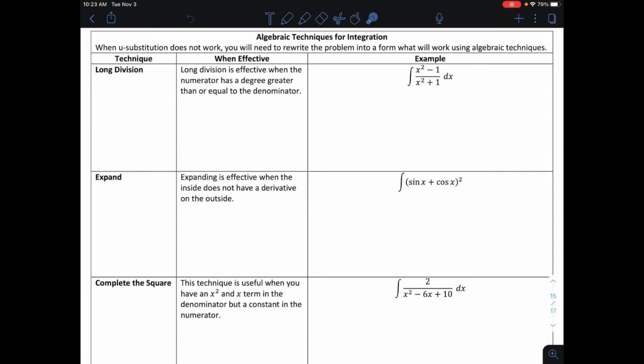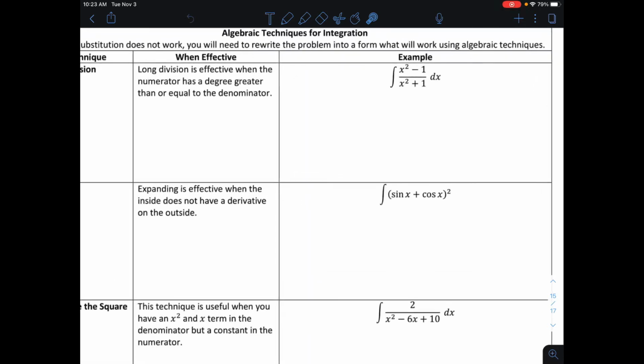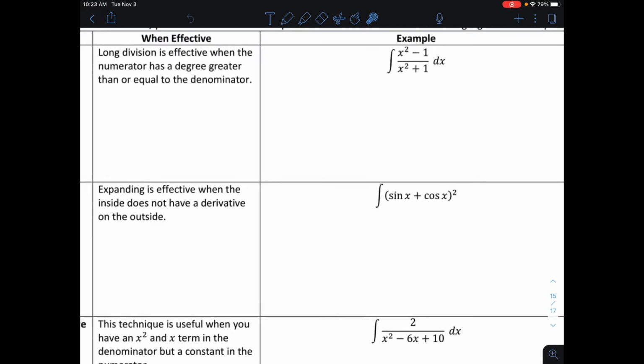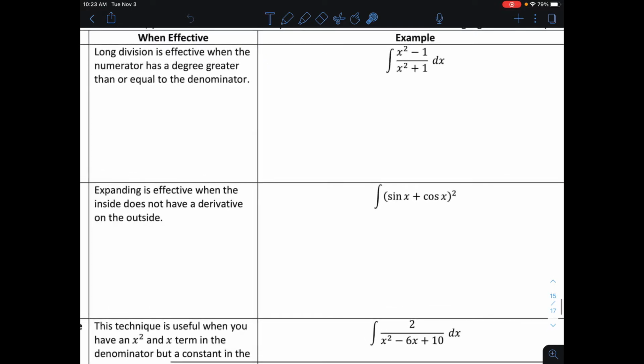In this video, we're going to look at how to integrate some problems where, upon first look, u-substitution may fail. And so we need to look at some different algebra techniques we may have in order to integrate some of these problems until you learn some other methods. The first one we're going to look at is a type of problem where some long division will be used in order to integrate. And so we're going to look here at this very first problem.